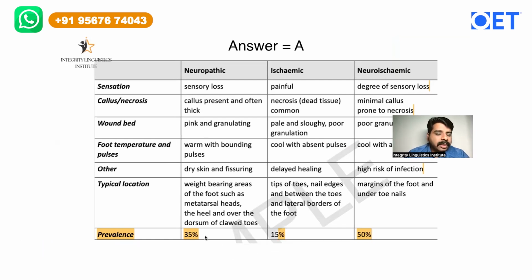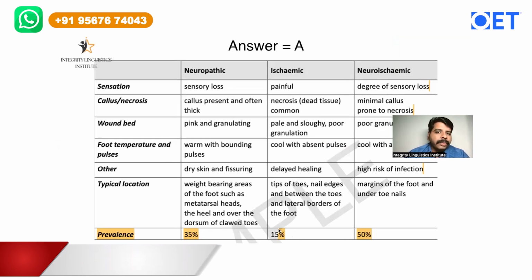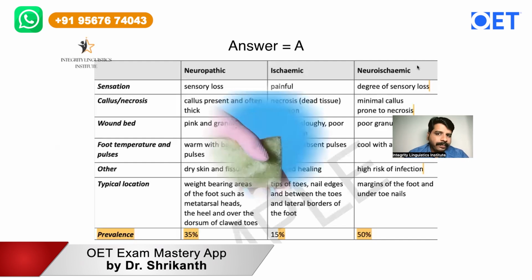Neuropathic is found in 35% of the human population, ischemic is found in 15%, and neuroischemic is 50%. So this is the most common, this is the second most common, and this is the least common type of DFU, and that was the question. So therefore, answer option A is the correct answer.